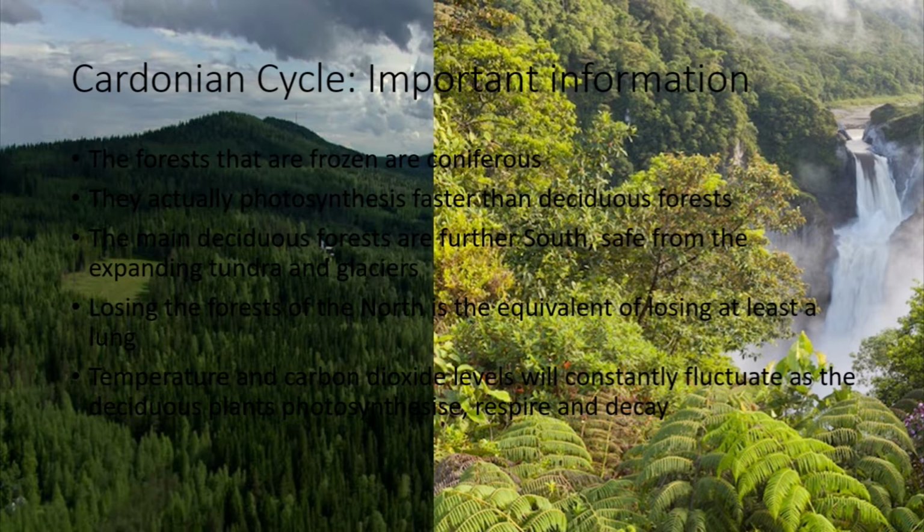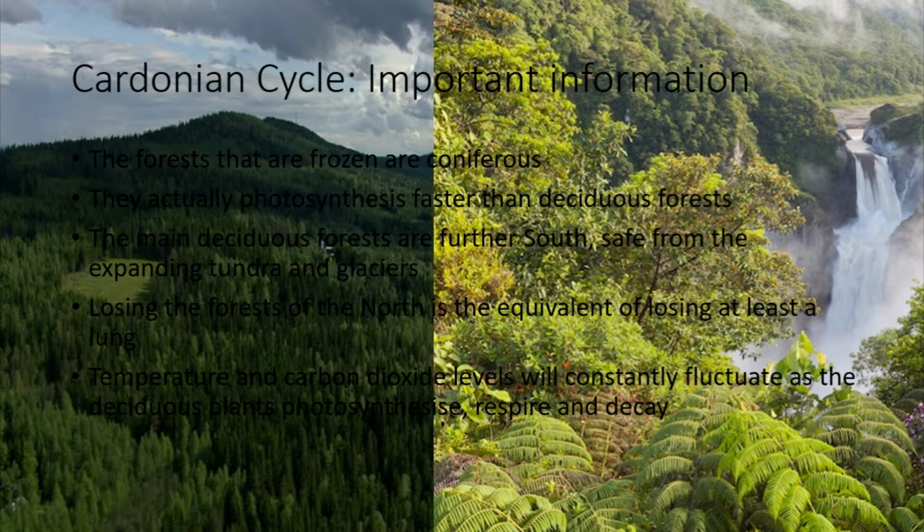The coniferous forests actually photosynthesize faster than the deciduous forests down south, which are mainly like the Amazon or the Congo, the rainforests down south. Meanwhile, the great forests of the north, of Canada and Russia and Europe, are getting frozen. If you lose the coniferous forest, it's equivalent to losing more than a lung. But the main deciduous forests are further south, which are safe from the expanding tundra and glaciers.